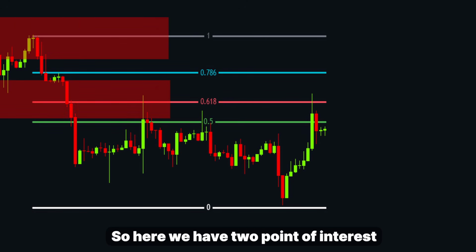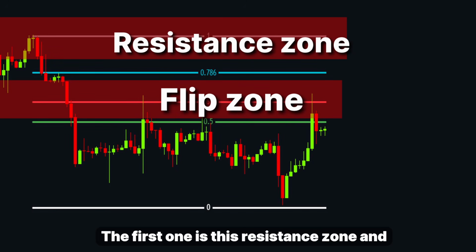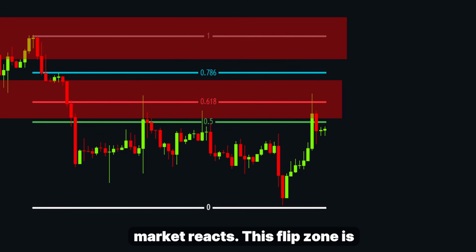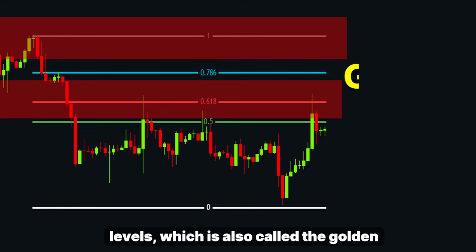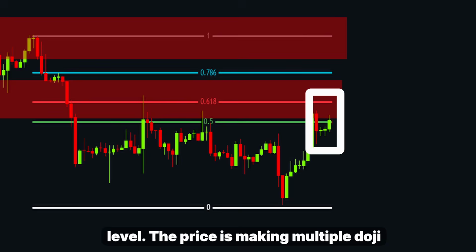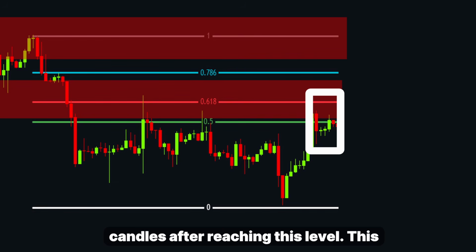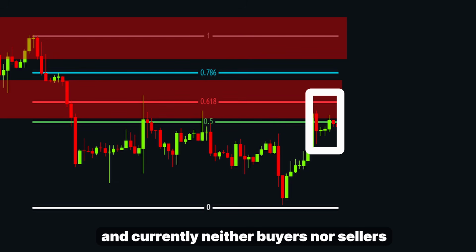So here we have 2 point of interest zones on this chart. The first one is this resistance zone, and the second one is this flip zone. There are higher chances of this flip zone getting respected, but let's see how the market reacts. This flip zone is formed between the 61.8% level and 50% levels, which is also called the golden level. The price is making multiple doji candles after reaching this level. This shows that the buyers are getting weaker, and currently neither buyers nor sellers are dominant in the market.